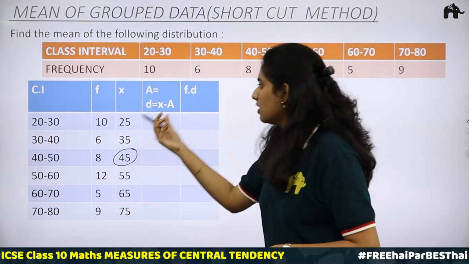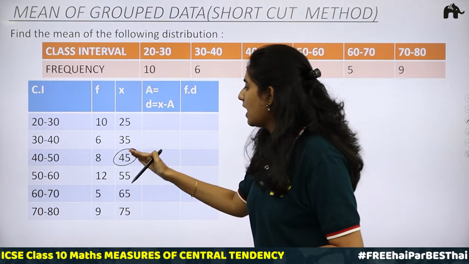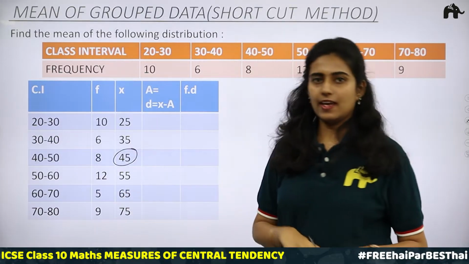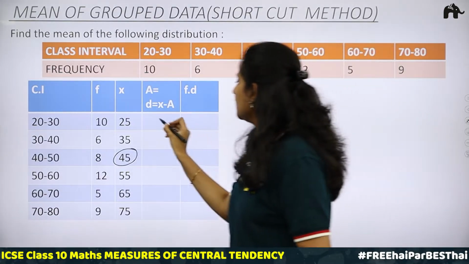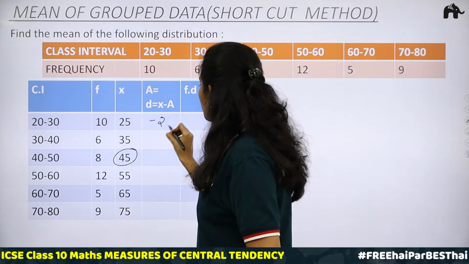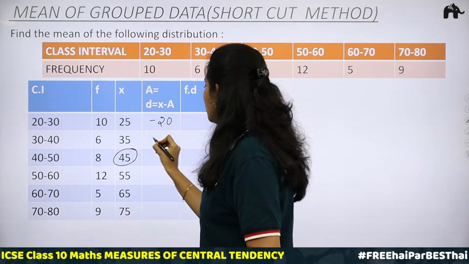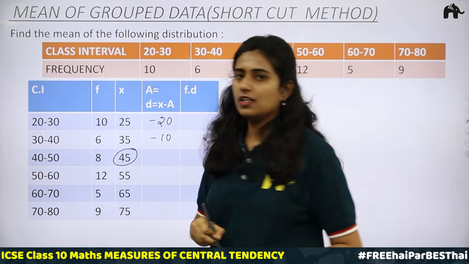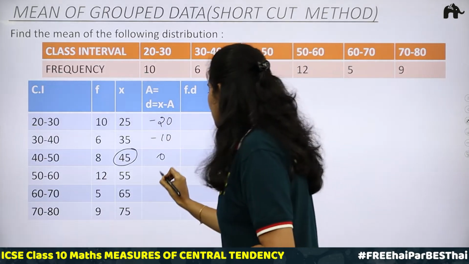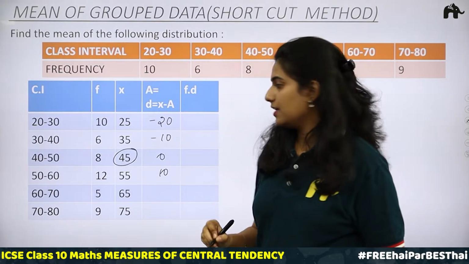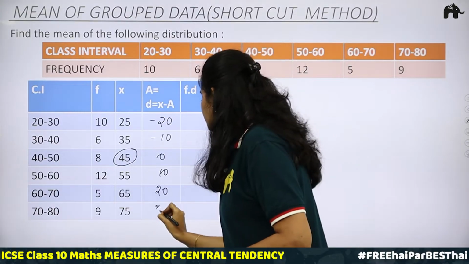Now subtract this 45. x minus a gives the deviation. We have to subtract this 45 from all the x values. 25 minus 45, you will be getting minus 20. 35 minus 45 is minus 10. 45 minus 45, 0. 55 minus 45 is 10. 65 minus 45 is 20. 75 minus 45 is 30.